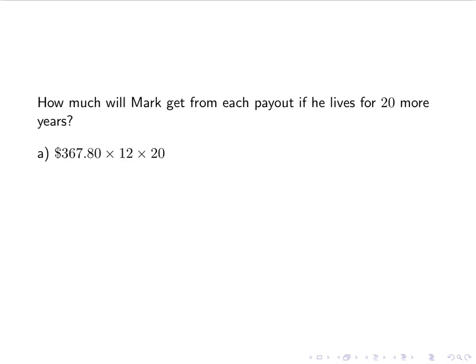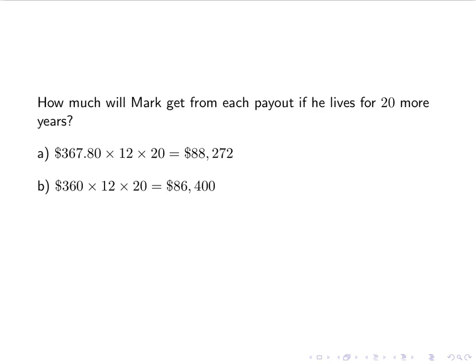So for the first one, we're going to take the 367.80, multiply by 12, multiply by 20, because he's getting paid for the full 20 years. That'll give him $88,272. For B, we're going to take the 360, multiply by 12, multiply by 20. It's going to get $86,400. So again, the life annuity with 10 years certain is going to be less than the life annuity.